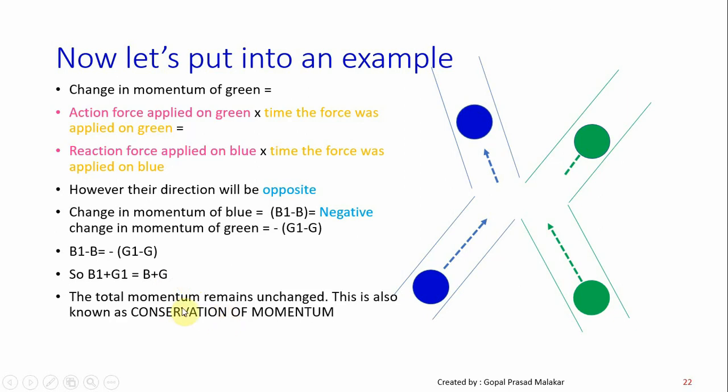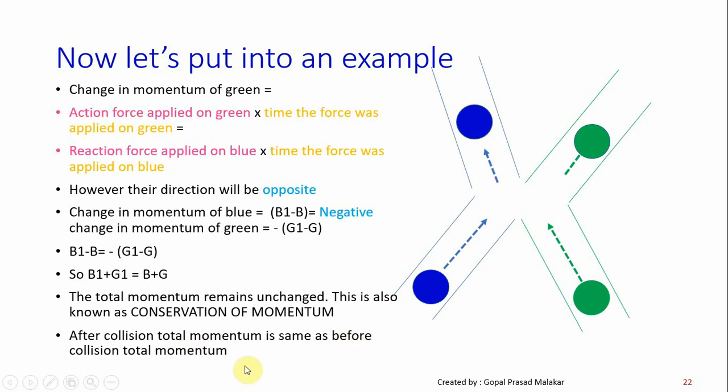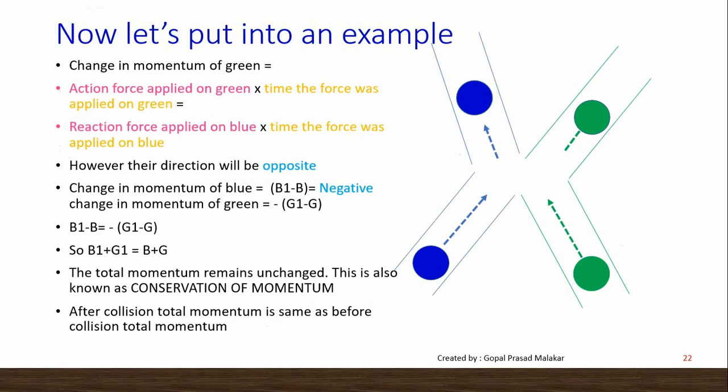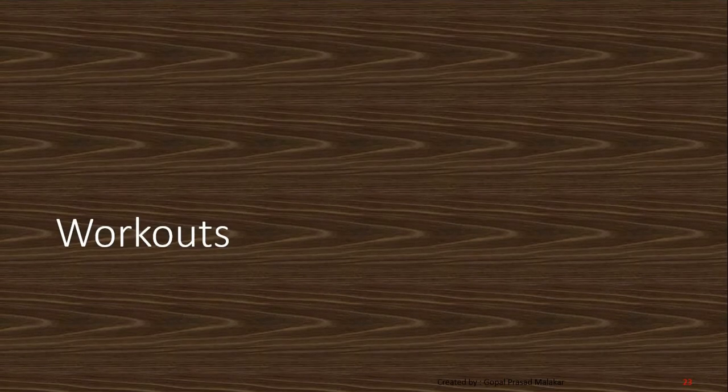Look carefully. B1 plus G1 is the total momentum after the collision, and B plus G was the total momentum before the collision. So the total momentum remains unchanged, and this is what is called conservation of momentum. After collision, the total momentum is the same as the total momentum before collision. Now let's put that learning into practice.